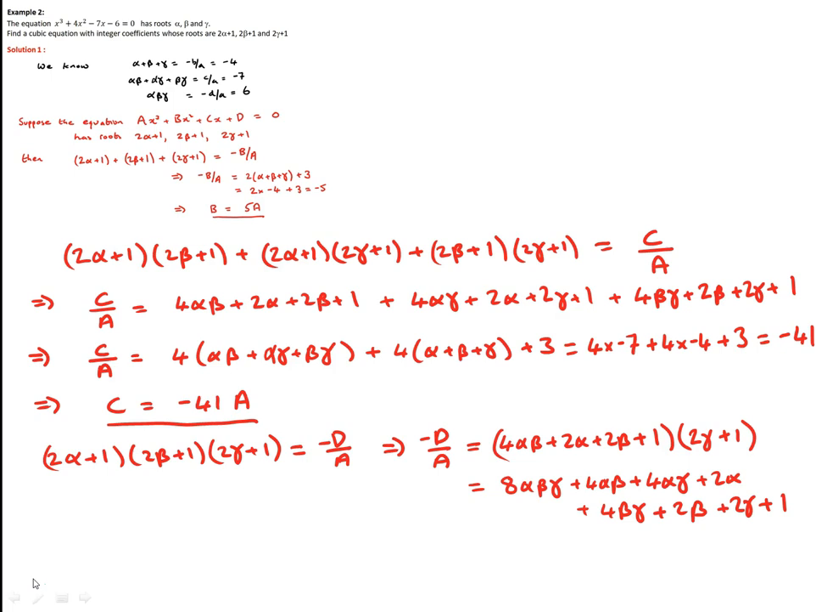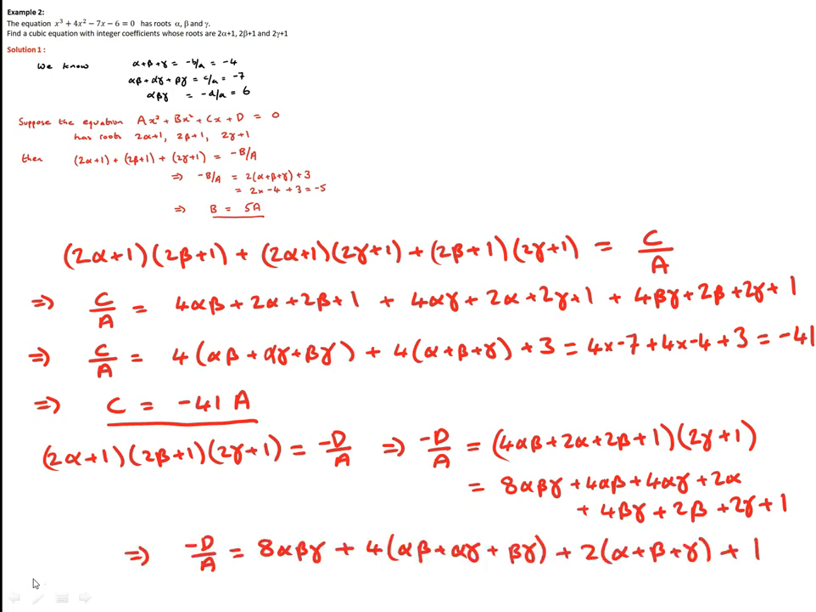So what we've got there is 8 lots of alpha beta gamma plus 4 lots of alpha beta plus alpha gamma plus beta gamma plus 2 lots of alpha plus beta plus gamma plus 1. So we know that minus d over a is 8 times 6 plus 4 times minus 7 plus 2 times minus 4, add 1. So I've got minus d over a must equal 13. In other words, d must be equal to minus 13a.